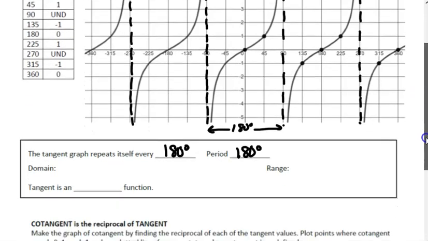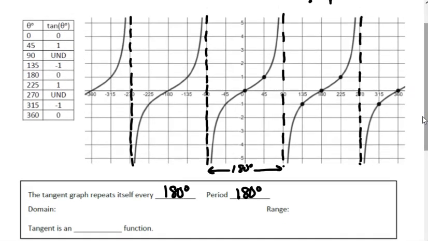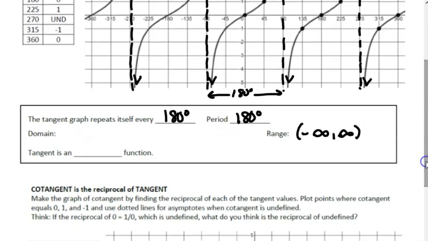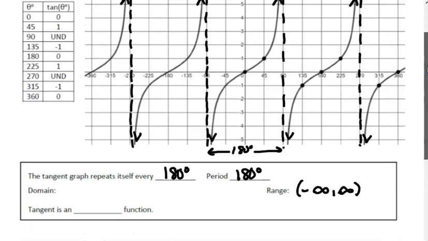Now the domain and range are also very different. We talked about before that the tangent graph, as it goes along the asymptotes, gets infinitely positive and infinitely negative. So the range of tangent is from negative infinity to infinity. It's not contained like the ranges of sine and cosine. The domain is also mostly all real numbers, but we have these undefined values. So the domain is kind of weird. It's all real numbers except wherever these asymptotes are, and the asymptotes occur every 180 degrees.